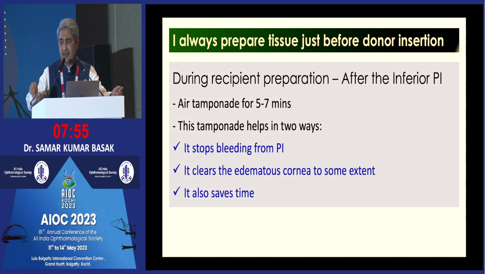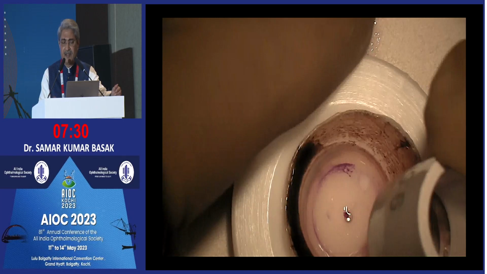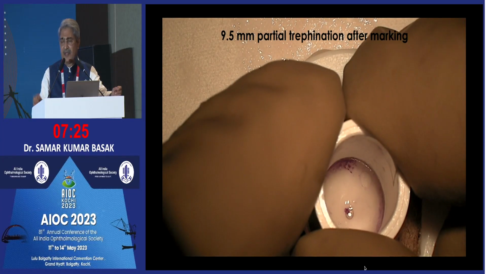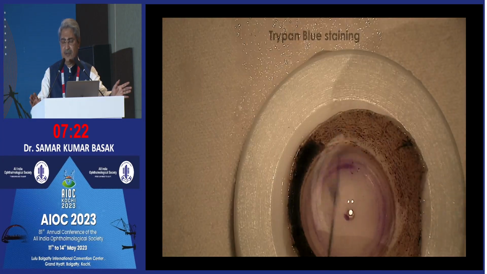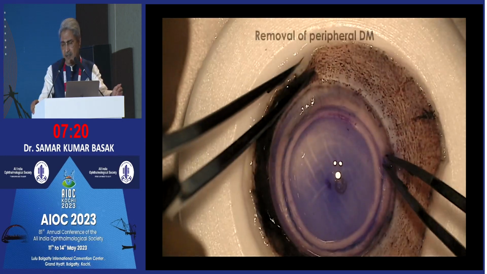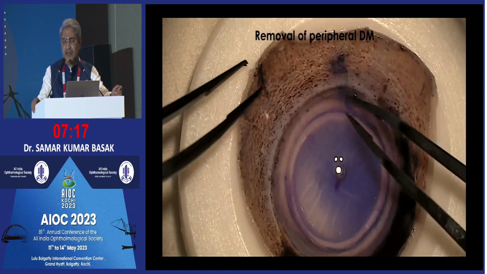When I do the PI, I put the air because I get 5 to 7 minutes of air tamponade time. This air helps to stop bleeding, to clear the edematous cornea to some extent, and it also saves my time. So that 5 to 7 minutes is important for me for donor preparation. This is my old video, and you see that it is very simple. The peeling is very simple. If you do 5 or 6 in a wet lab, you can do it very easily.